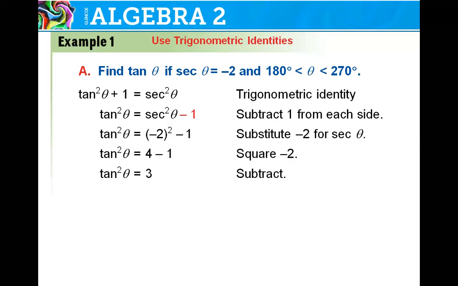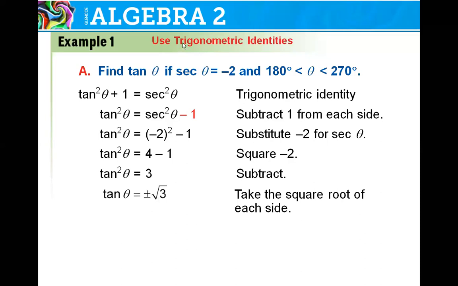So by taking the square root of both sides, the square root of tan square theta and the square root of 3, because we need only tan theta. So tan theta equals positive or negative root 3, sorry. Positive or negative, so we have two answers, no.